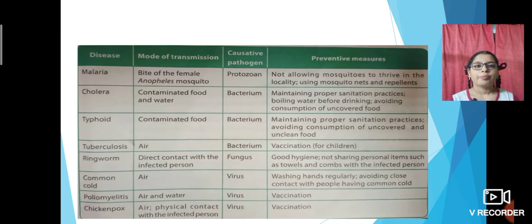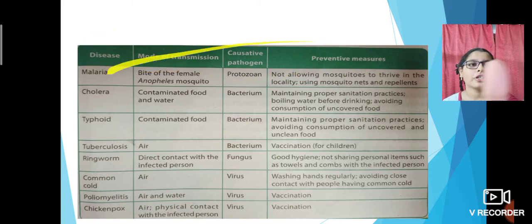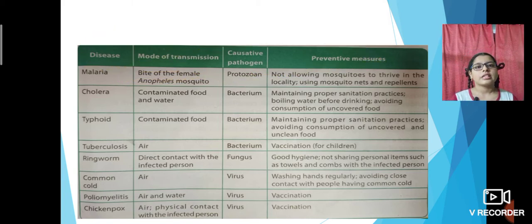So, diseases, mode of transmission, causative pathogen, preventive measures. So this is a table. So the first disease is malaria.